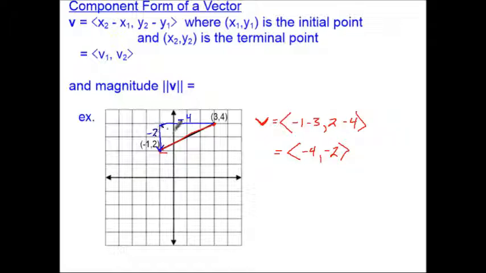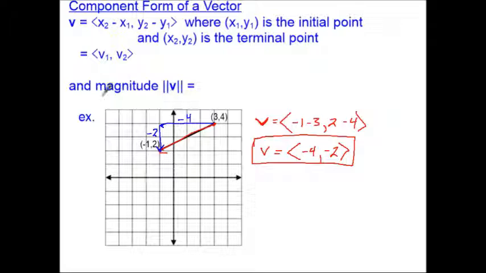So it's kind of a slope sort of thing as we're doing this, but again, notice from initial to terminal I'm going left 4 and down 2. That's why I've got a -4 and -2 as the component form of my vector. So basically my component form, vector v equals -4, -2 in those fancy vector notation brackets.